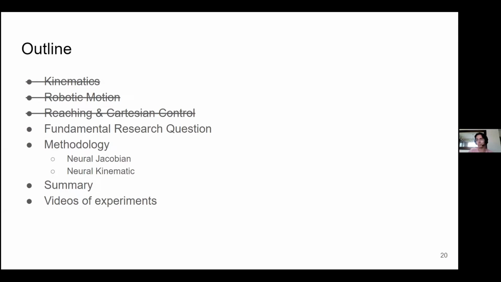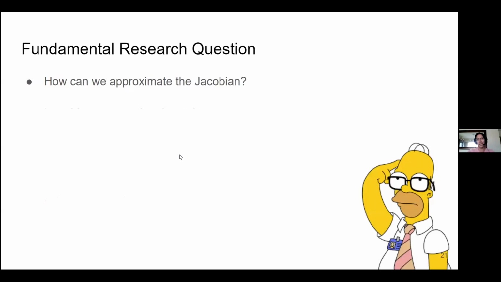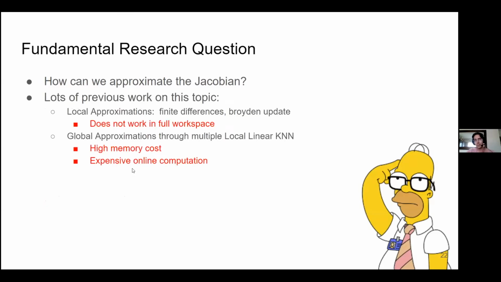We know there are some issues with Jacobians, but we haven't explained how we might approximate them. That's where our research paper takes over, which is the fundamental research question we were looking at: how can we approximate Jacobian terms to be used in these kinds of control tasks? There's a lot of previous work on this topic, particularly in the area of visual servoing, which was the angle we were taking on this problem.